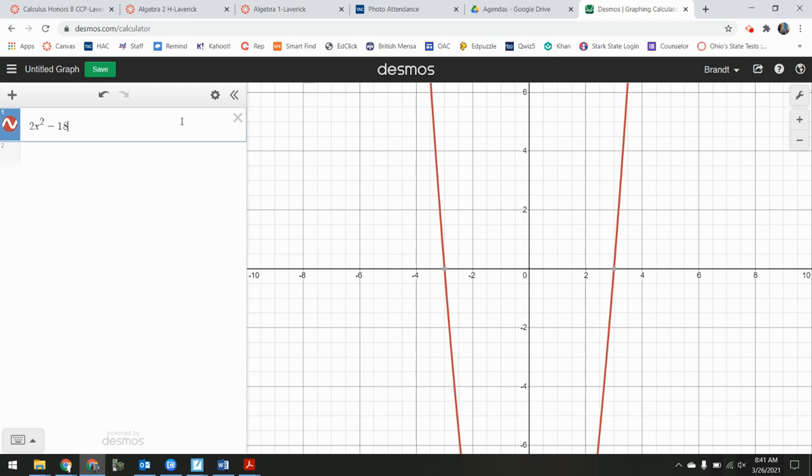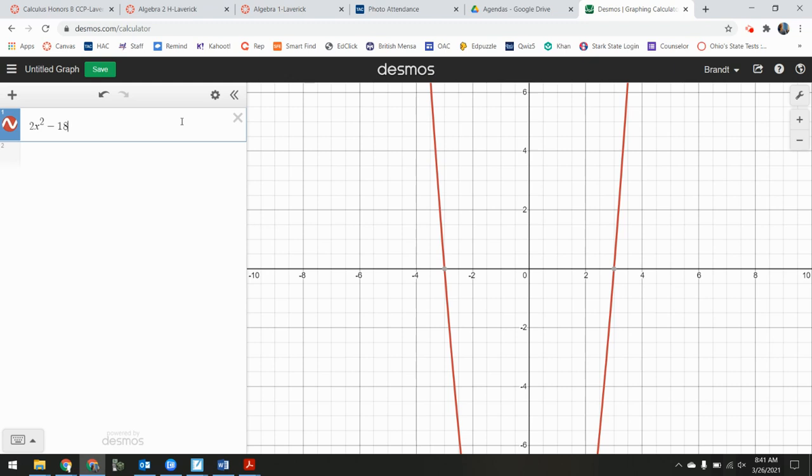So 2x squared minus 18. And then look at this. Look at what you see there. Does anybody not see that? Anybody not know how to do that? Anybody not following me here? Again, shift 6 brings it up into the exponent. That's how to do your exponent. To get it down out of the exponent, you just hit the right arrow key.